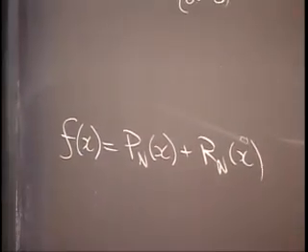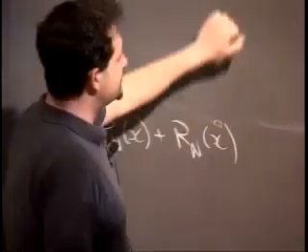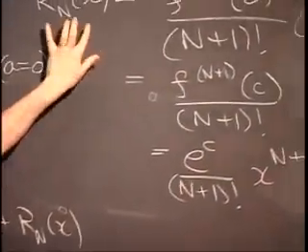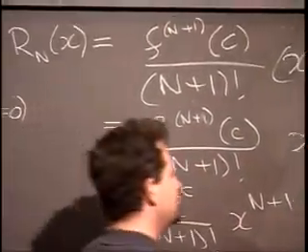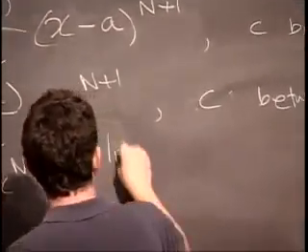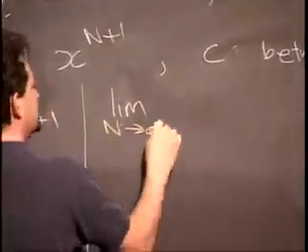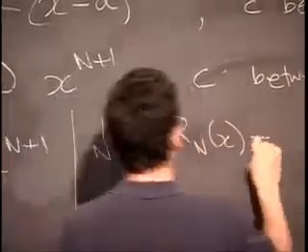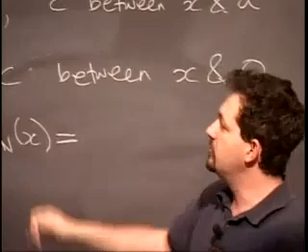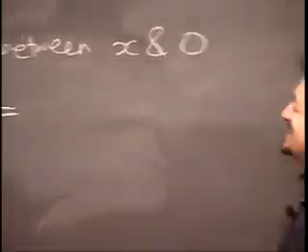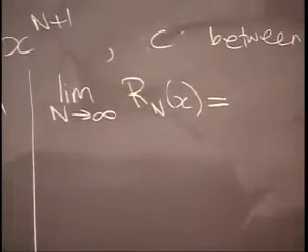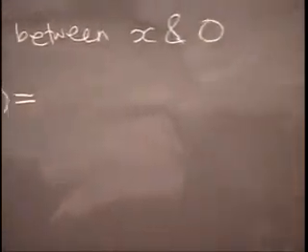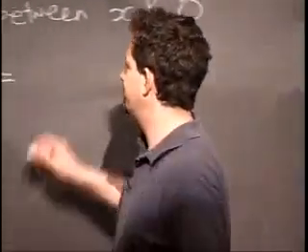Now, here's what I want to do. I want to take the limit as capital N goes to infinity of Rn of x. I want to look at this. What happens when we take more and more powers in our Pn and push it forward? What do we think happens to the error? So the more degrees we use to approximate e to the x, what happens to our error? Hopefully it goes down to 0. Let's prove it.